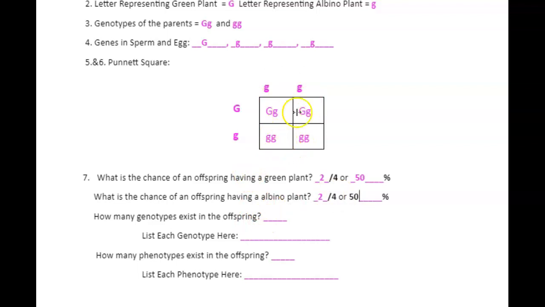Genotypes. Genotypes are letter combinations. So how many different letter combinations exist? Well, I've got big G, little g, little g. So 2 different letter combinations. Little g, little g, little g. How many physical appearances, phenotypes? Well, I could either have green or I could have albino. So 2. Green or albino.